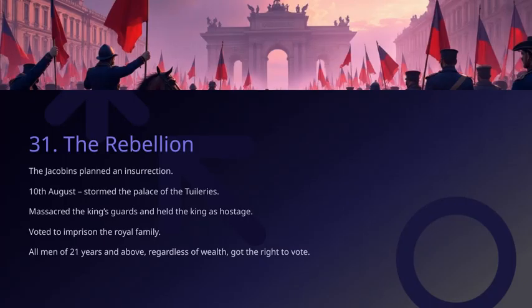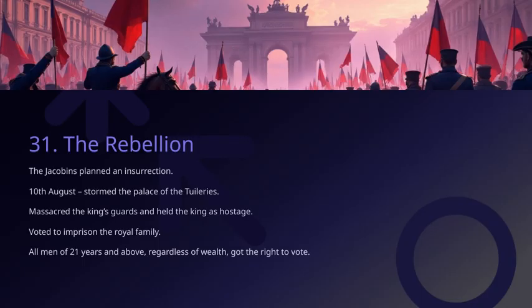So here we see the key event known as the Rebellion. The Jacobins, who were a radical political group, orchestrated an insurrection aimed at overthrowing the monarchy. The most dramatic moment happened on August 10th, when they stormed the palace of the Tuileries. This was a bold and violent action, and during the attack, they massacred the king's guards to eliminate any resistance. The king himself was taken hostage, which was a huge turning point. Following this, the revolutionary leaders voted to imprison the royal family, effectively ending their reign.